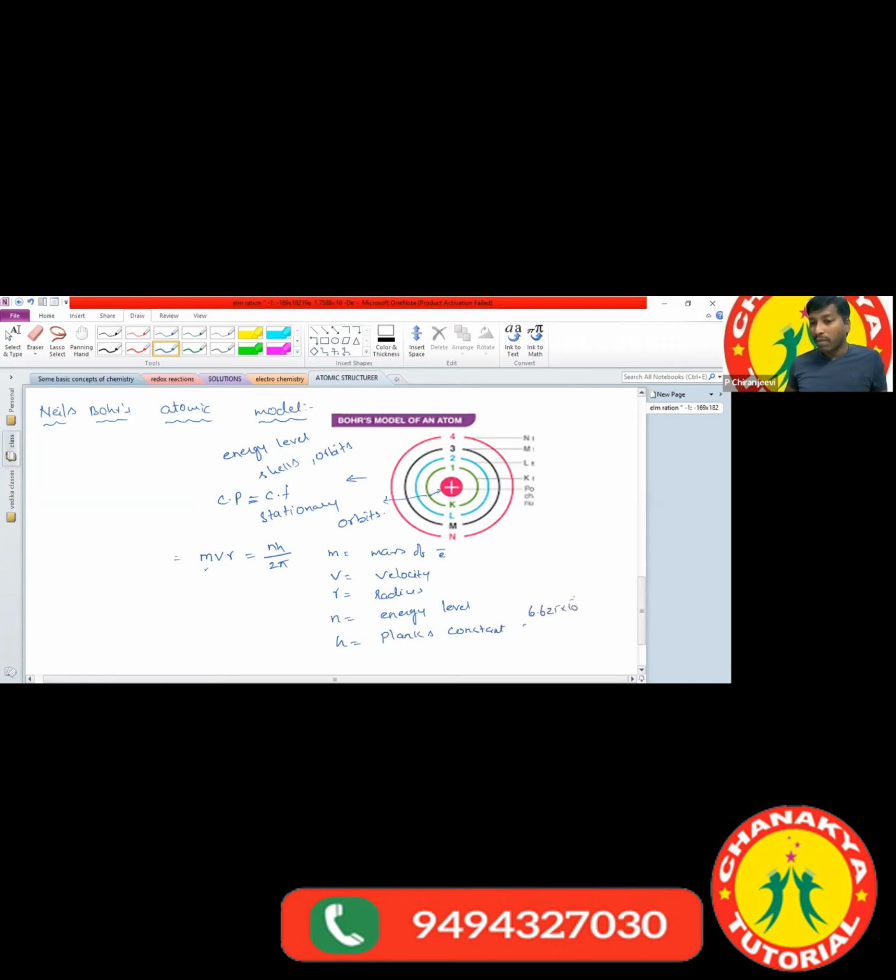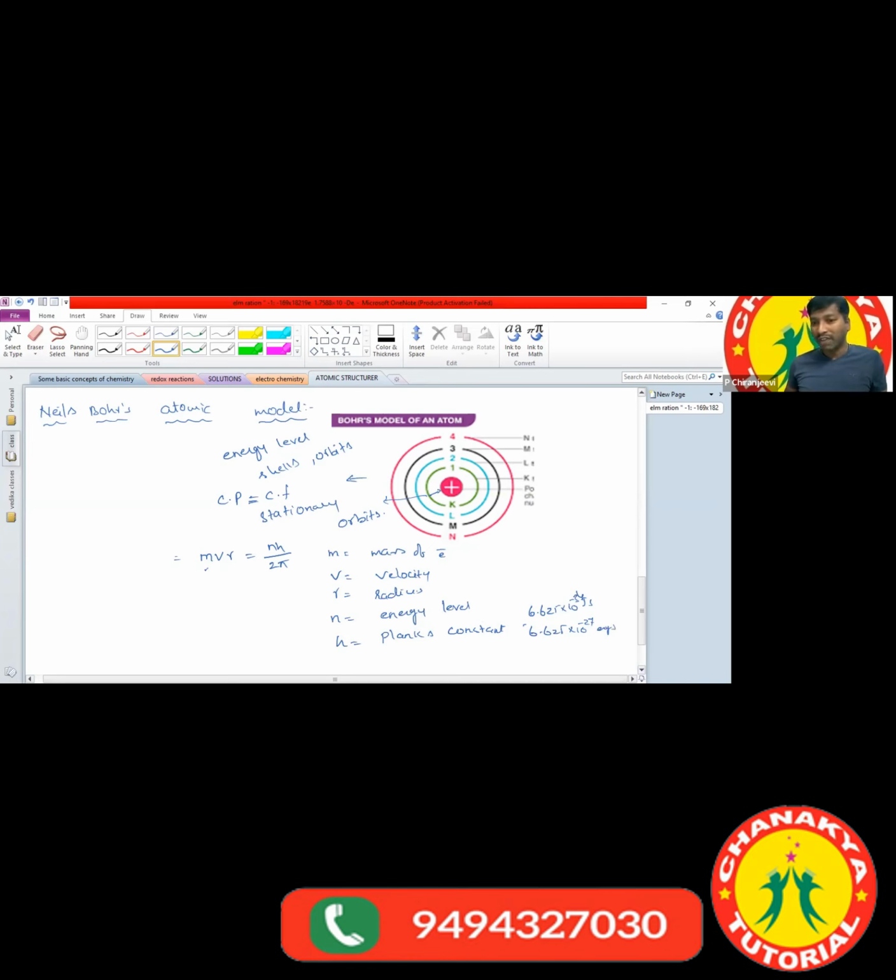6.625 into 10 power minus 34 joule second. If you take it in X, it means 6.625 into 10 power minus 27 erg second. Based on this one also, we are having some of the questions.